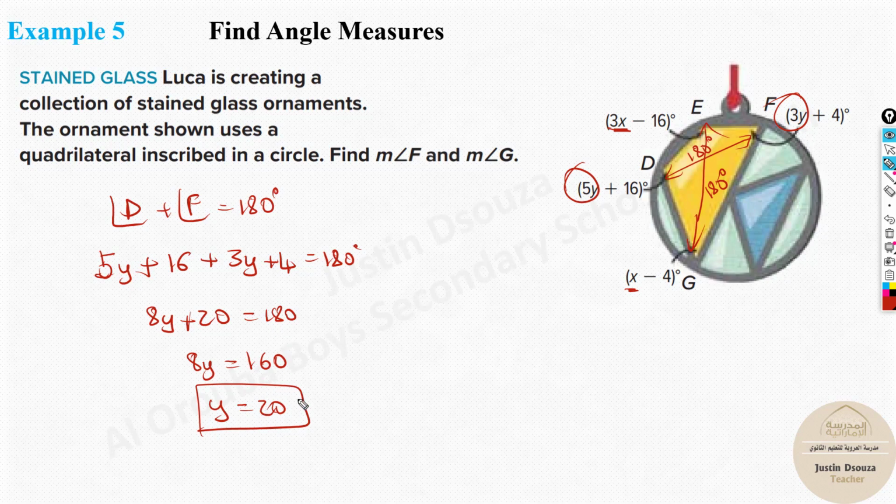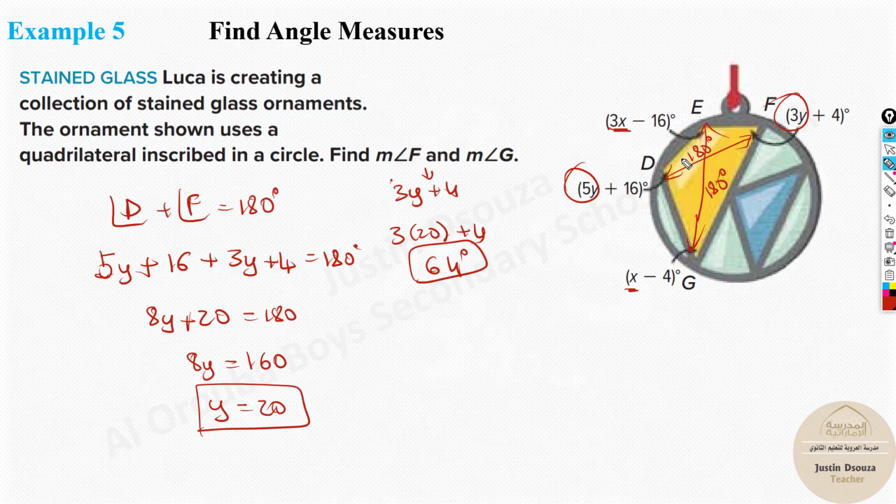Sometimes once you solve this, this might be there in the options if it's an MCQ exam and you might select it. Don't do that. Please make sure you substitute back in the angle F and solve for the measure of angle F. This is just the y value, it's the variable. So how do we find F? We know the measure of angle F is 3y plus 4. Here y was 20, so 3 times 20 plus 4. 3 times 20 is 60, so 64 degrees is the answer for the measure of angle F.